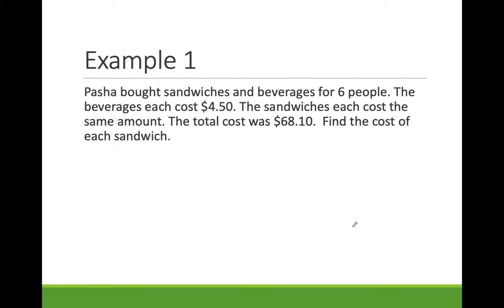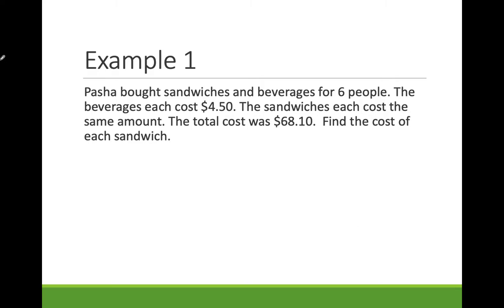So let's take a look at the first example in your note packet. It says Pasha bought sandwiches and beverages for 6 people. The beverages cost $4.50 each. The sandwiches each cost the same amount. The total cost was $68.10. Find the cost of each sandwich.